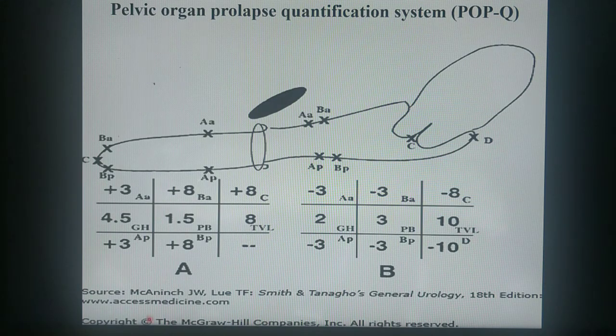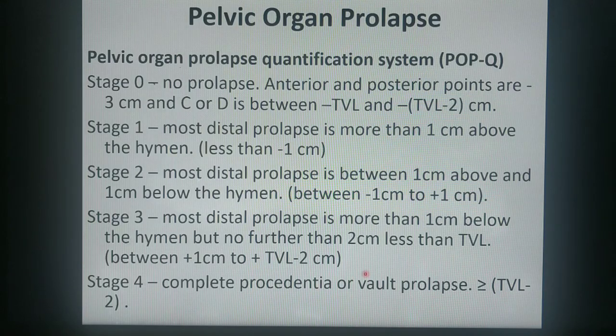This is showing total prolapse. This is complete procidentia because all the points have come beyond the level of the hymen. C and D have protruded to the maximum possible extent. So the total vaginal length, that is, in the reduced position up to D, is 10 centimeters. Aa and Ap have come to +3 from -3, and Ba, Bp and C are almost corresponding to +8. So this is how the staging system POPQ is done.